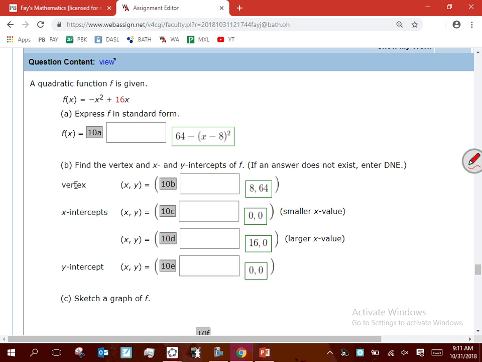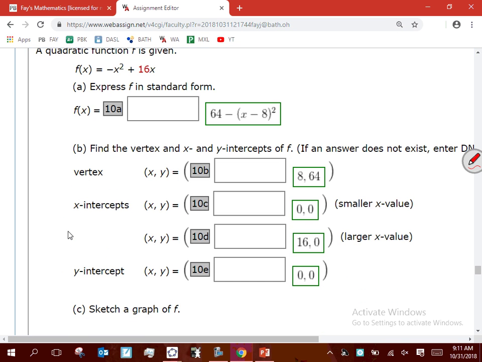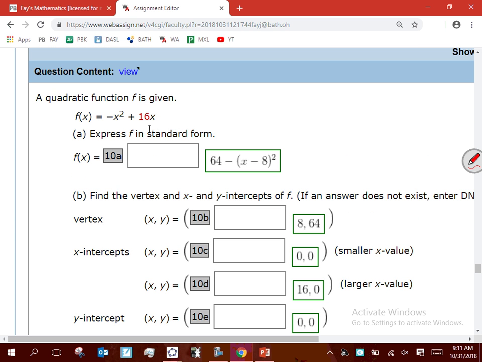All right, so we're looking at negative x squared plus 16x, and it's asking you to express f in standard form. And obviously when they say standard form, they're doing what our textbook stated, but basically we want the form that's going to show you what the vertex is, right? So all we have to do here, I'll show you two techniques you can use.